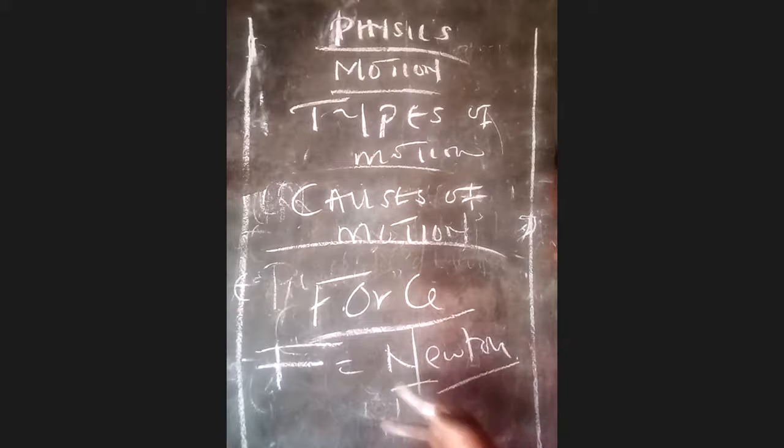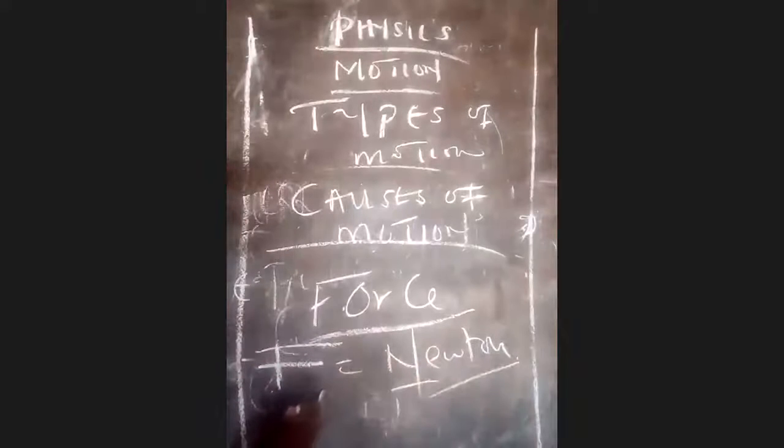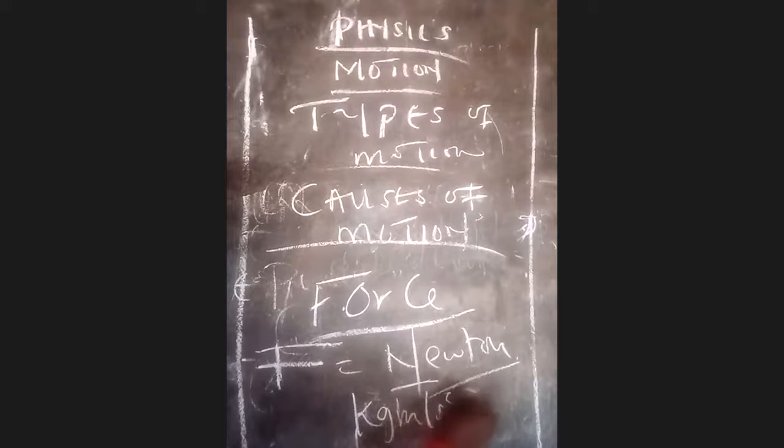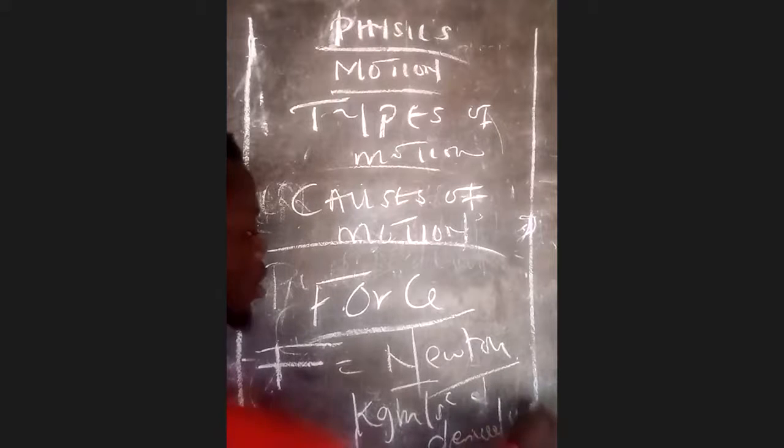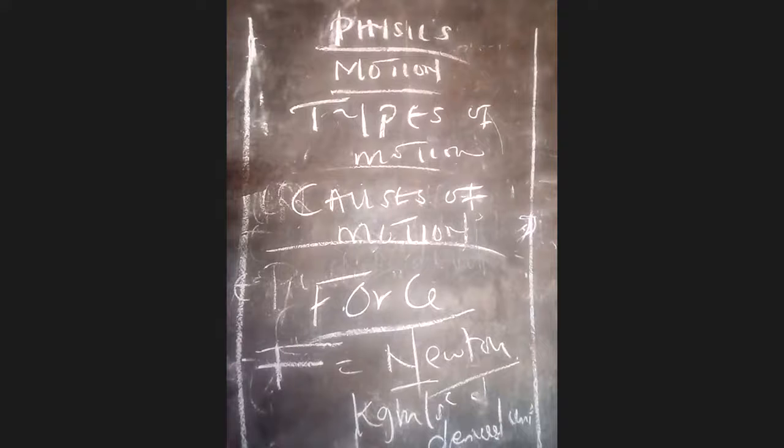Now, this Newton is the fundamental unit of force. Do not forget, Newton is the fundamental unit of force, while kilogram meter per second square is the derived unit of force. We have talked about this under fundamental and derived units and quantities. Because we'll be dealing with force under motion, without force, there is no motion. Force must be applied before a body can move. That is one part of it.